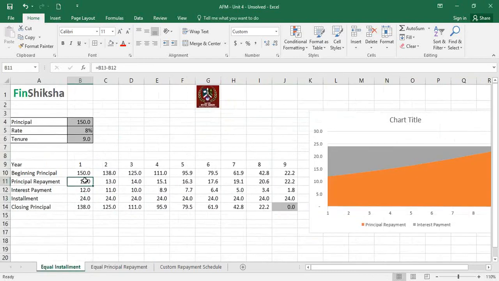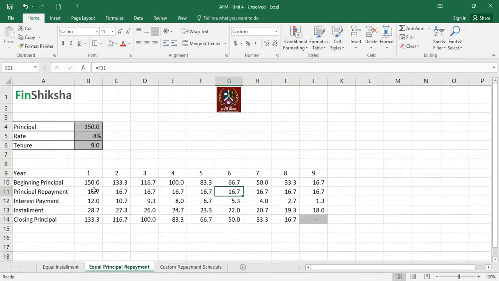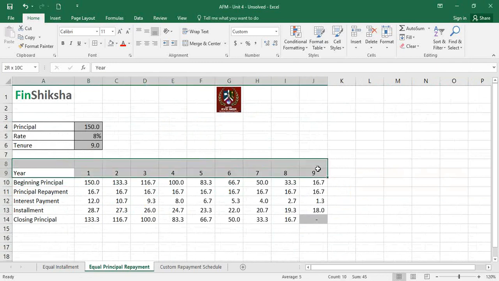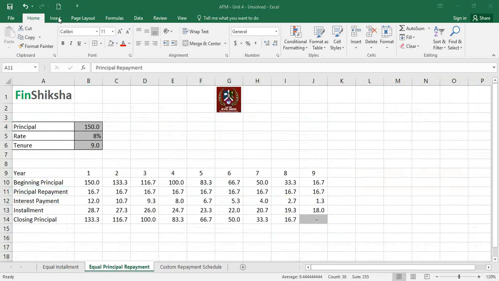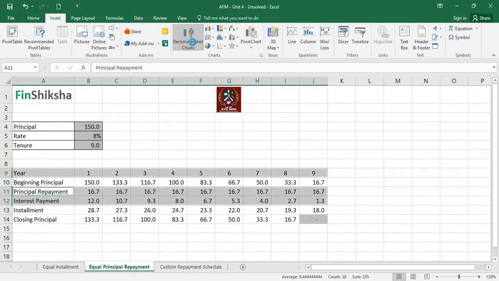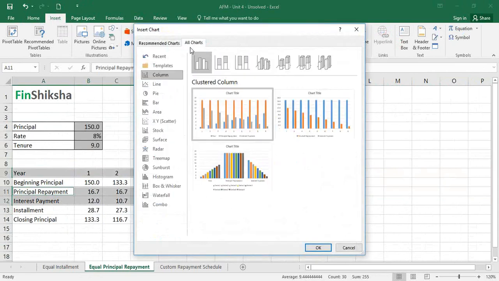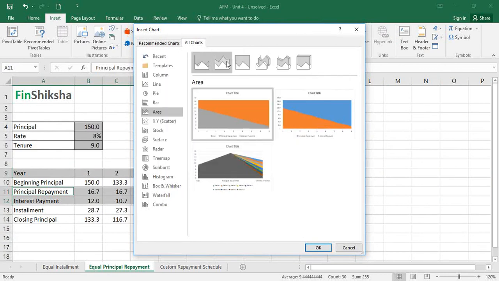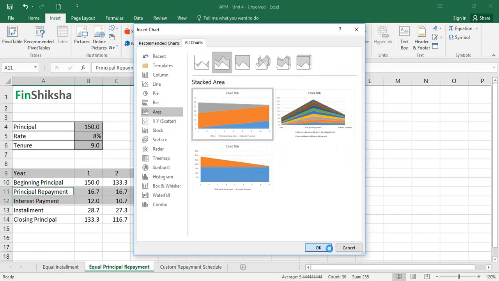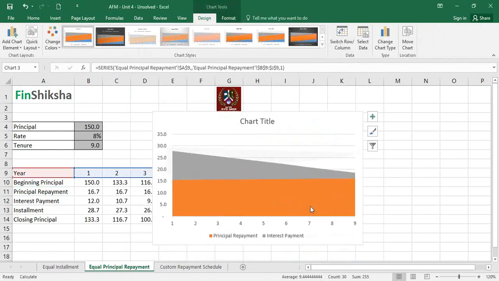Here the first year principal repayment was 12 crore. Here we start with 16. So there's a quick dip in principal that happens under equal principal repayment, right? Just like we did earlier, we can create a chart with this set of data. And when we look at area chart, let's quickly create an area chart with the sort of data that comes here. Click on OK. I don't need this data.